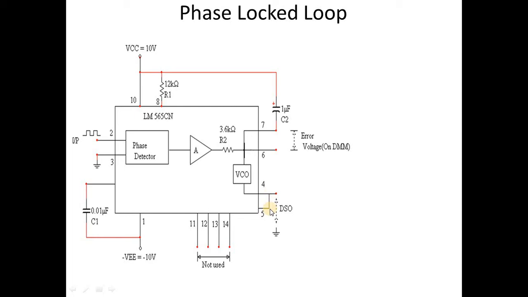Pin number 4 will be used to observe output of VCO on DSO with respect to ground. Pin number 5 is going to the phase detector to compare input frequency with the output frequency of VCO. Pin number 4 will be shorted to the pin number 5. Pin number 7 and 6 will be used to measure error voltage on DMM. Error voltage we have to measure at pin number 7 with respect to pin number 6.